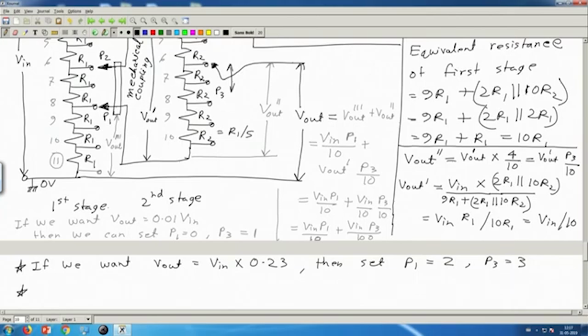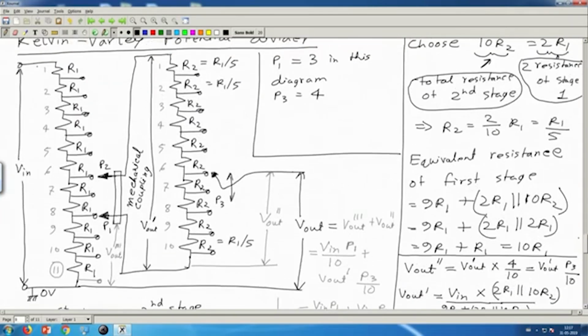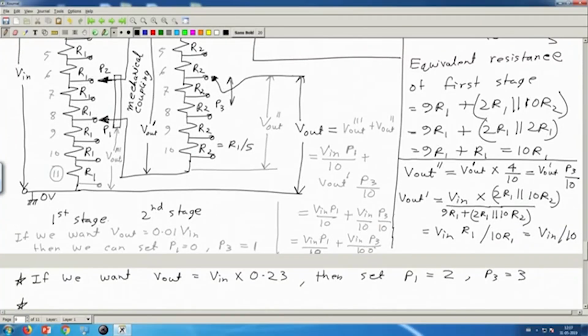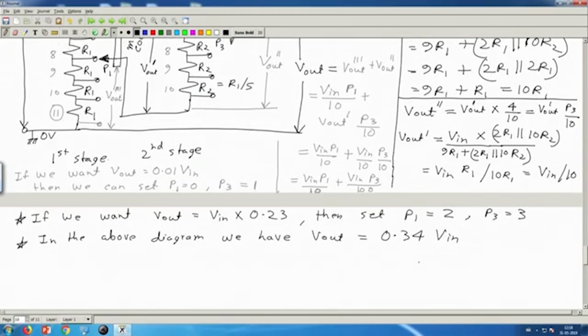Similarly, in this particular diagram, how much is Vout? P1 is 1, 2, 3, P3 is 1, 2, 3, 4. So this is 3, this is 4. Therefore, in the above diagram, we have Vout equal to 3 and 4, so 0.34 Vin. So you can get any decimal fraction of Vin in this way.